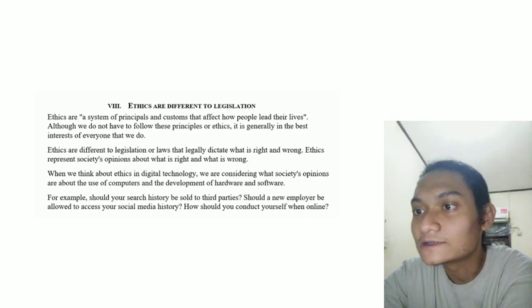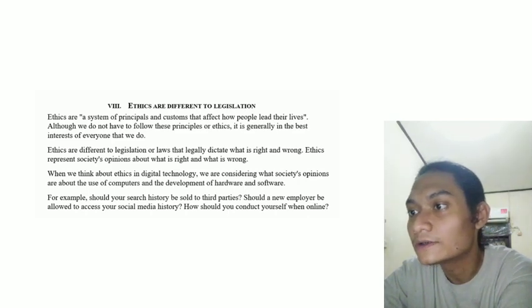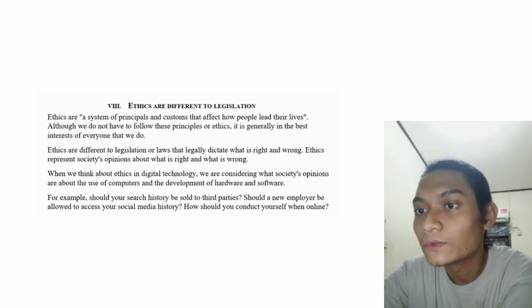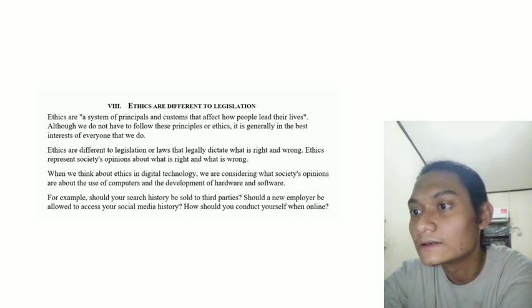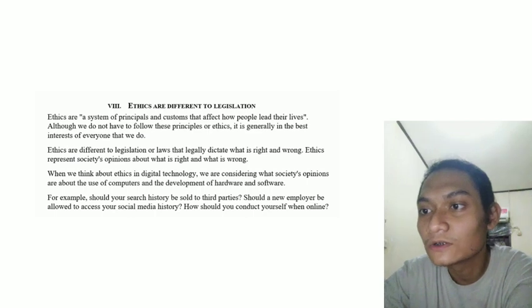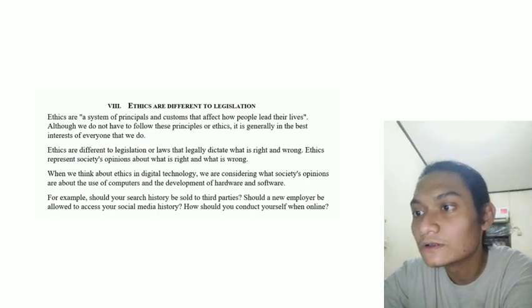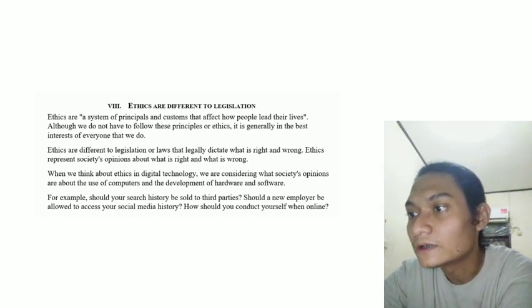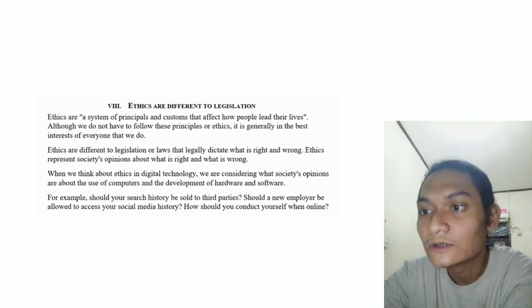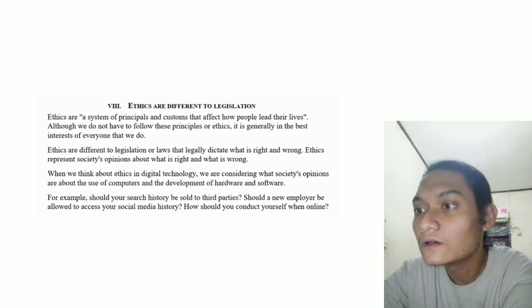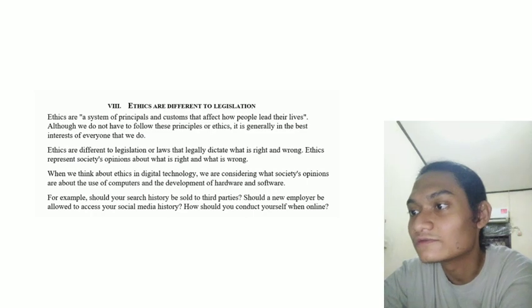When we think about ethics in digital technology, we are considering what society's opinions are about the use of computers and the development of hardware and software. For example, should users' history be sold to third parties? Should a new employer be allowed to access your social media history? How should you conduct yourself when online?